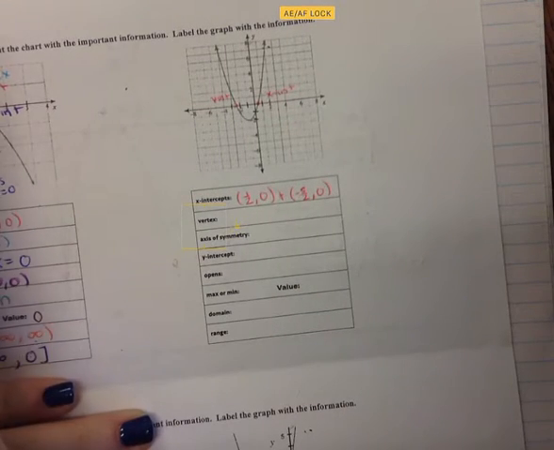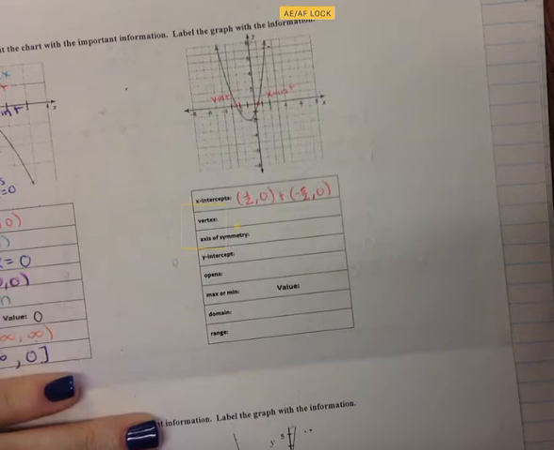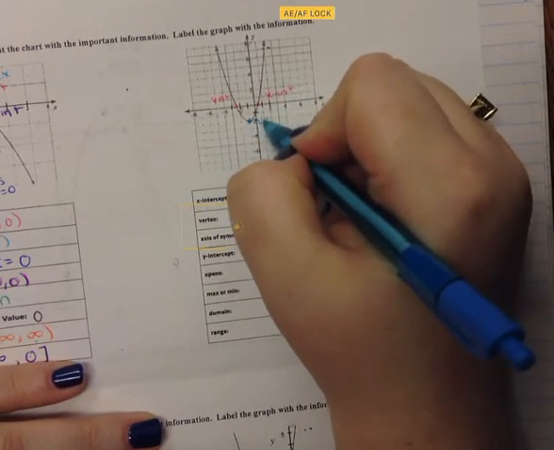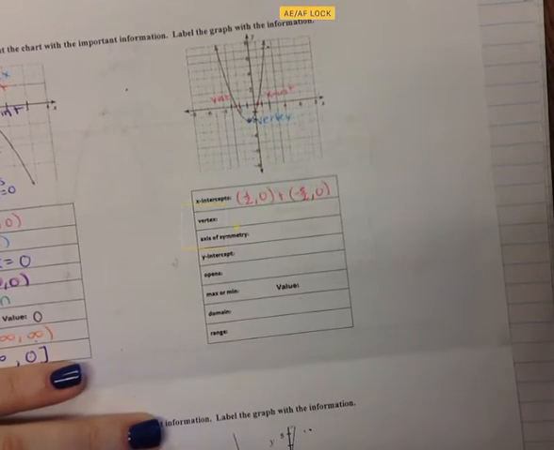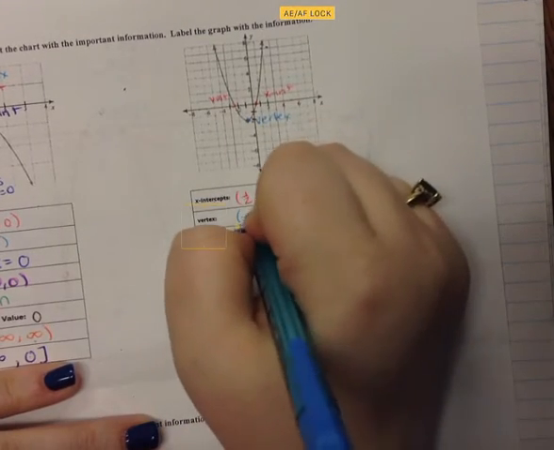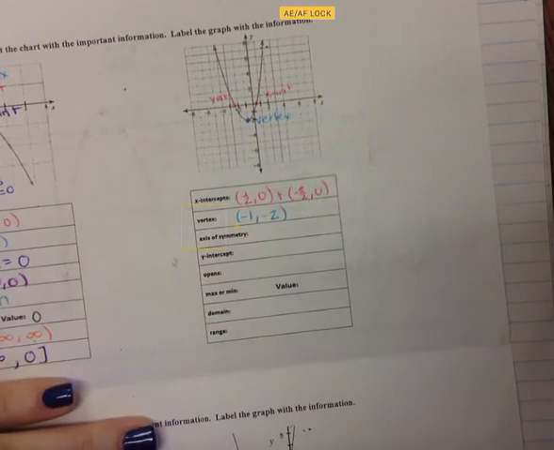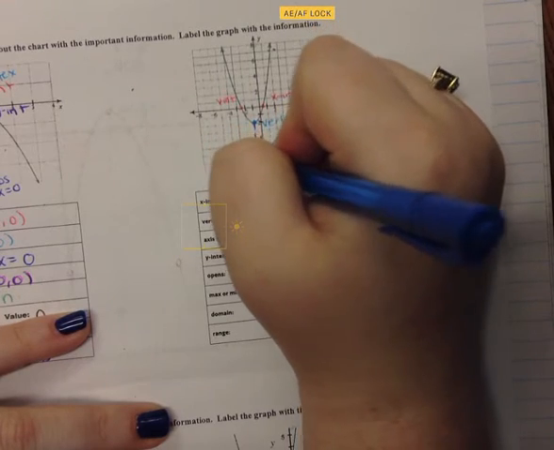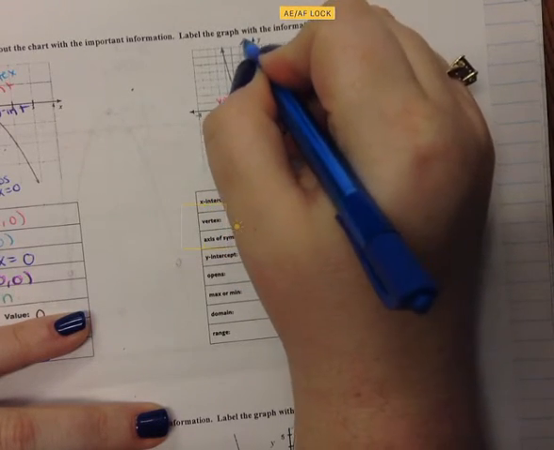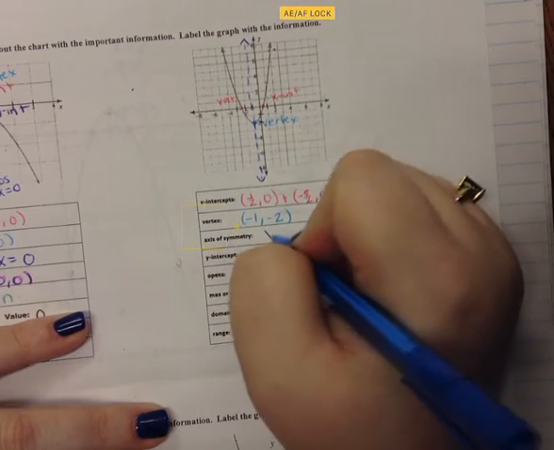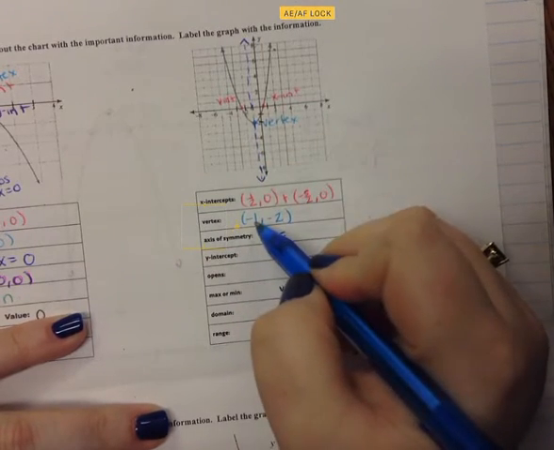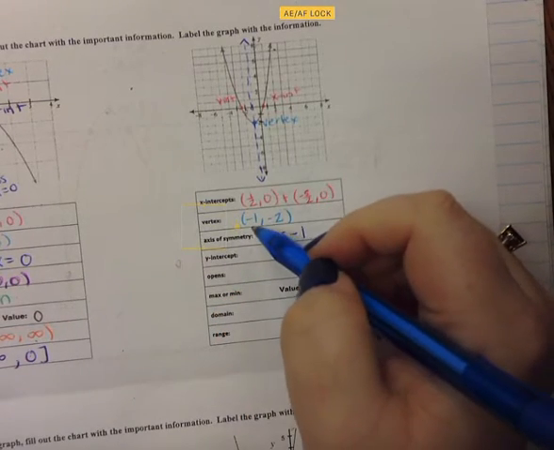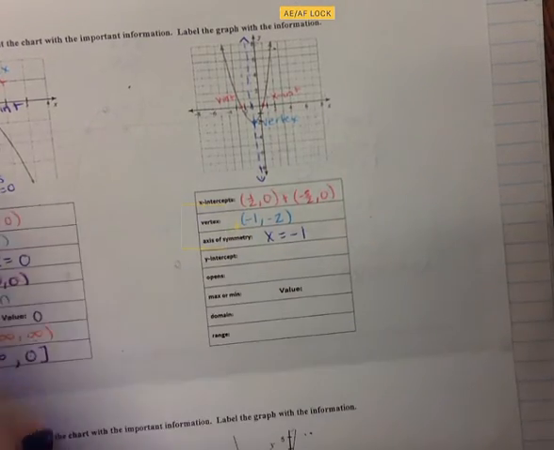The vertex is going to be where it curves. So here's our vertex. Looks to be at -1, -2. Our axis of symmetry is that vertical line that goes through the vertex. And since it's a vertical line, it has the equation x equals -1, because that is the x value of your vertex.